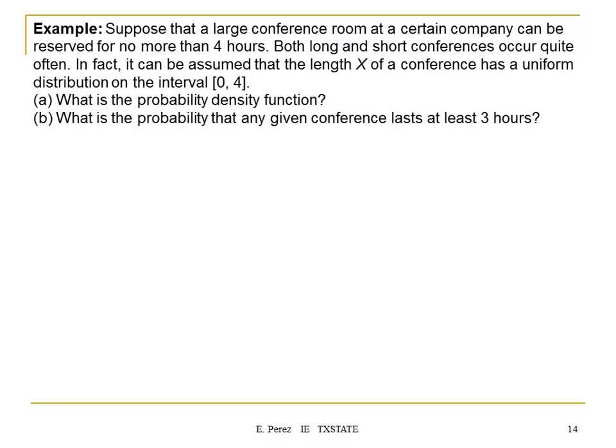In this example, suppose that a large conference room at a certain company can be reserved for no more than 4 hours. Okay? But both long and short conferences occur quite often. In fact, it can be assumed that the length x of a conference has a uniform distribution on the interval 0, 4. So basically what we're saying here is that each meeting can take from 0 to 4 hours, and we can model the length of the meetings using a uniform distribution.